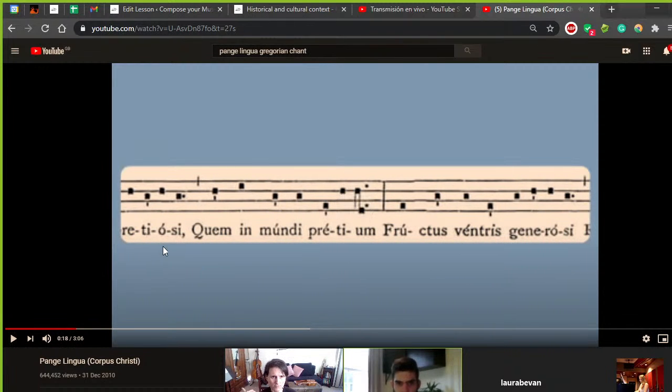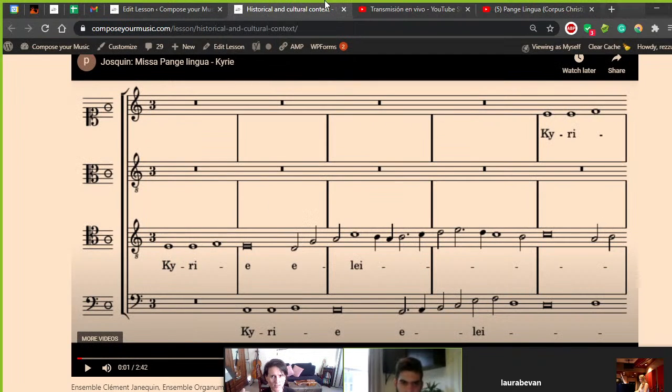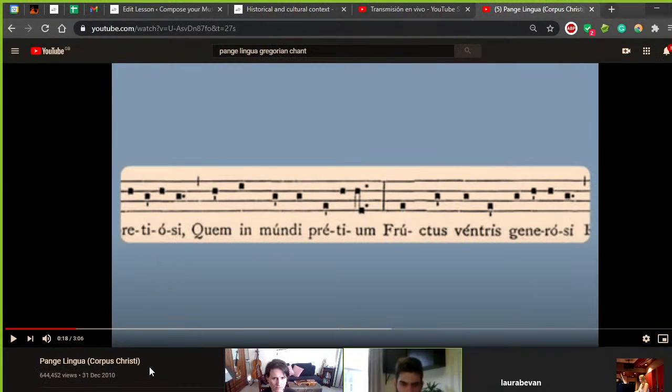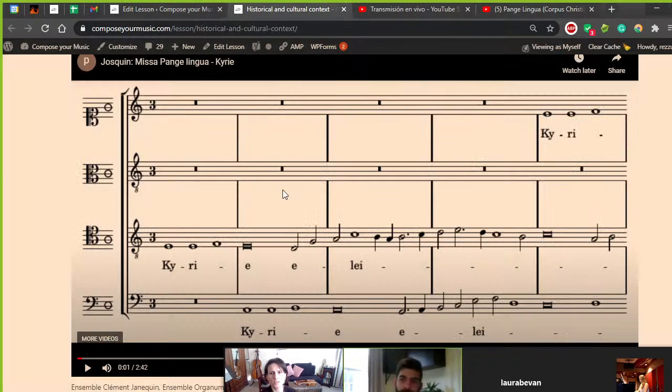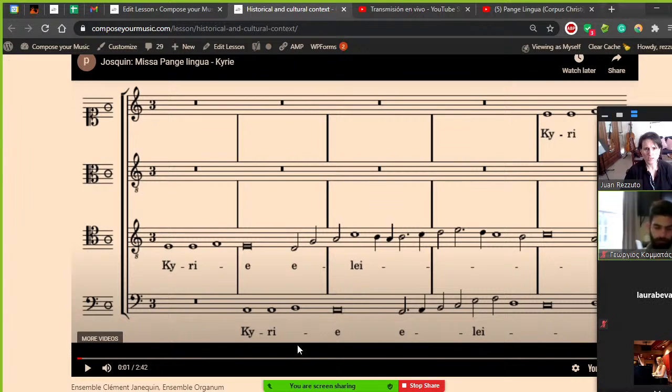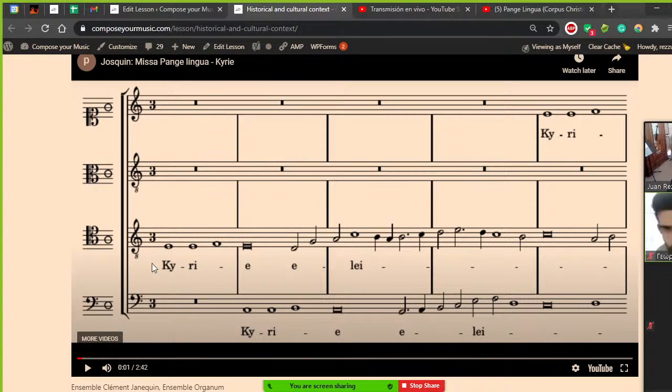So it's paraphrasing. Yes, and then so this has to do with logic. So he took that, and then he developed the whole mass based on the Pange Lingua Corpus Christi. That's why the mass is called Pange Lingua. So things that we can see from the beginning: the flow of the melody.